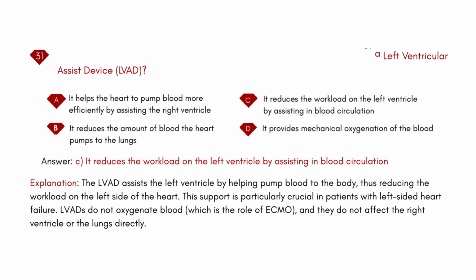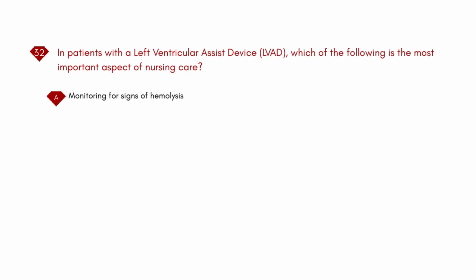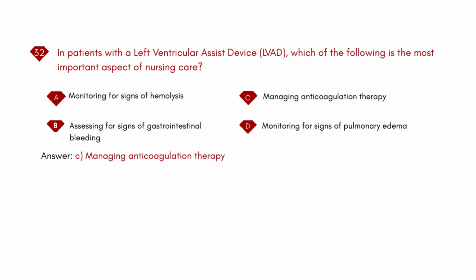the lungs directly. In patients with a left ventricular assist device, LVAD, which of the following is the most important aspect of nursing care? A. Monitoring for signs of hemolysis. B. Assessing for signs of gastrointestinal bleeding. C. Managing anticoagulation therapy. D. Monitoring for signs of pulmonary edema. Answer: C. Managing anticoagulation therapy.